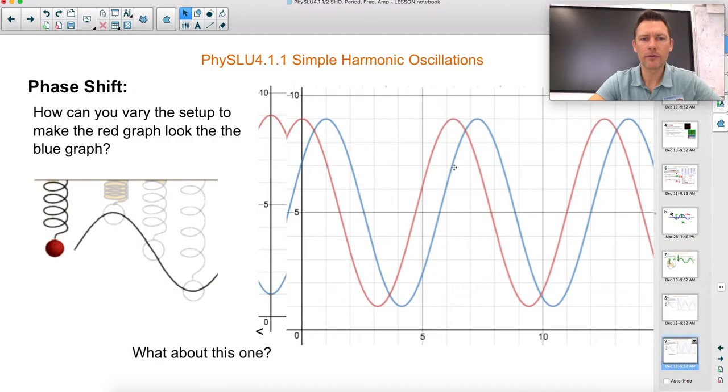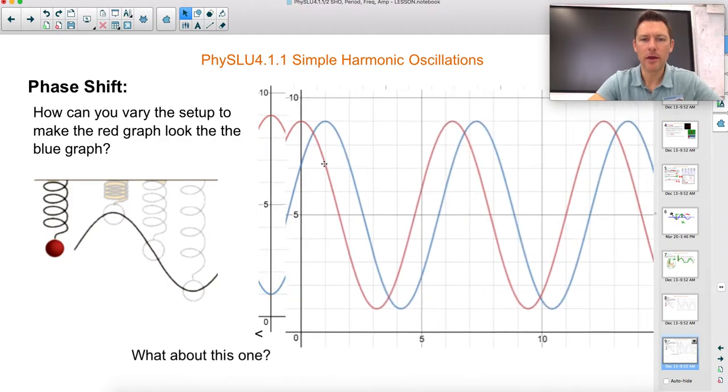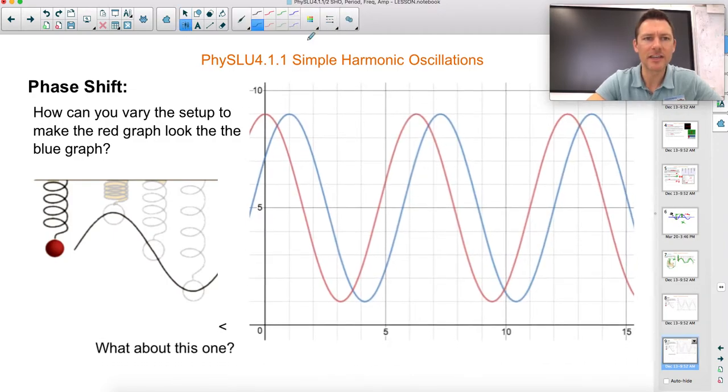What we've done with both of these is called a phase shift. A phase shift is more easily seen here. You can tell that this thing has been moved, like the crest has been moved 1 unit to the right. Or alternatively, 1, 2, 3, 4, 5 units to the left. And it doesn't matter which way you want to look at it.